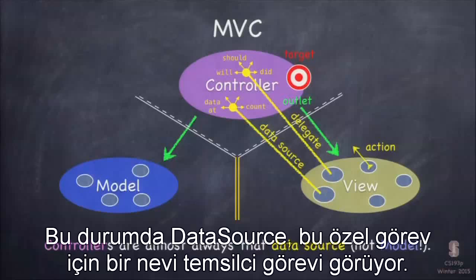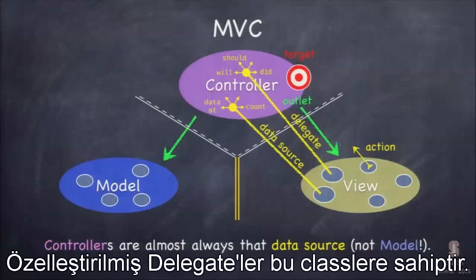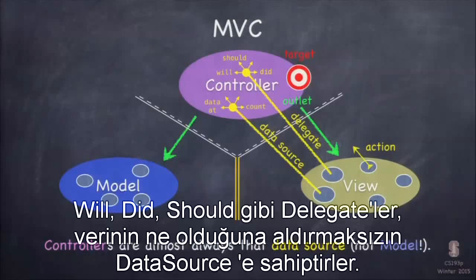So data source is just a kind of delegate. It's a specific kind of delegate for getting data. So you're going to see that there are classes in iOS that have a data source, and they usually also have a delegate. Most sophisticated classes in iOS have a delegate, the will, did, should kind of things. Some of them have a data source. It depends on whether they're showing a lot of data or not.